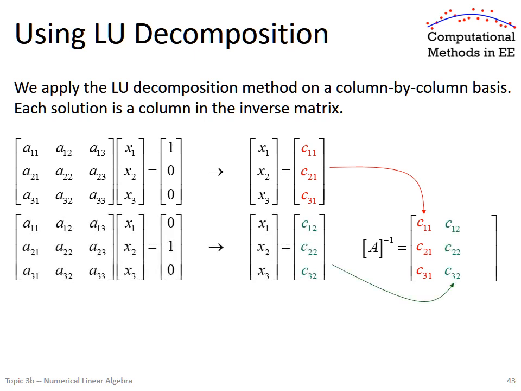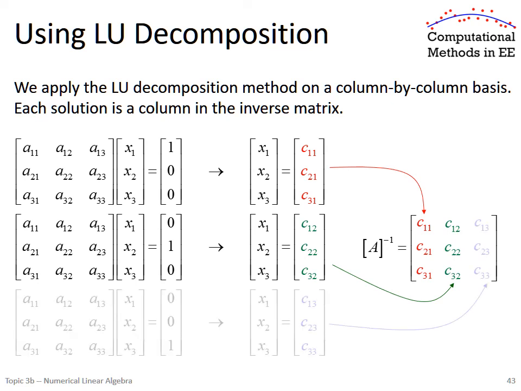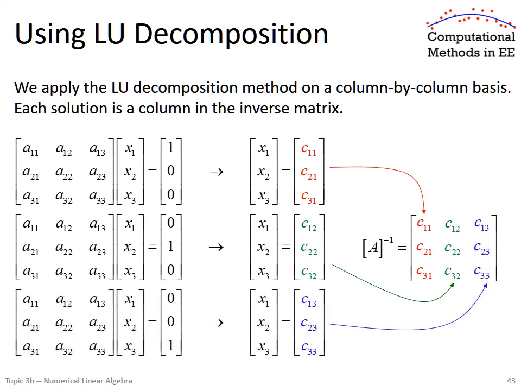To get the second column in our inverse matrix, we now put a 1 in the second row and zeros in the first and third. When we solve this matrix equation, the answer is the second column in our matrix inverse. And you can probably guess what's going to happen now. To get the last column, we put a 1 in the last position, zeros in all of the other positions. When we solve this little AX equals B problem, we get the third column in the matrix inverse.